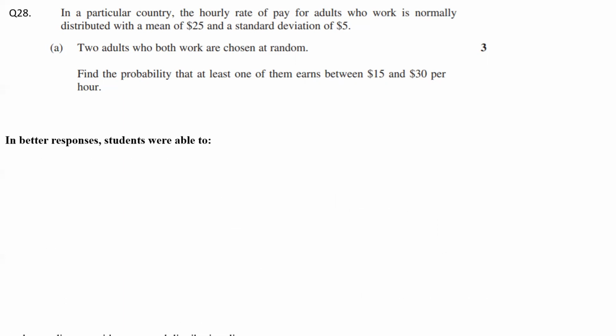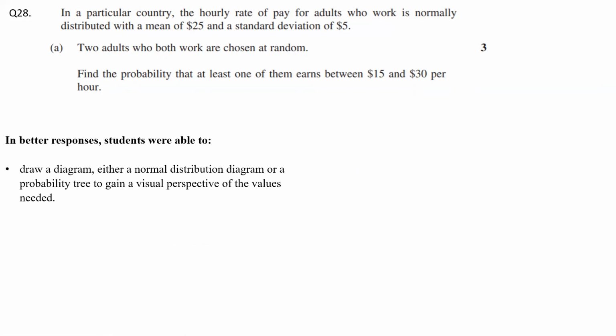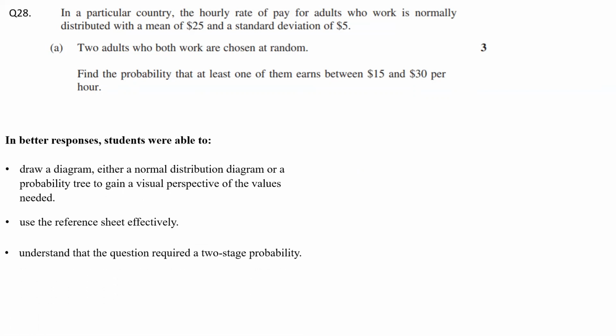Better results, students were able to draw a diagram, either a normal distribution or a probability tree, just to get some sort of a visual idea of what's happening in front of them. Use the reference sheet effectively, so they understood that there was assistance in the reference sheet with a normal distribution clearly given to them there, and understand that the question requires a two-stage probability.